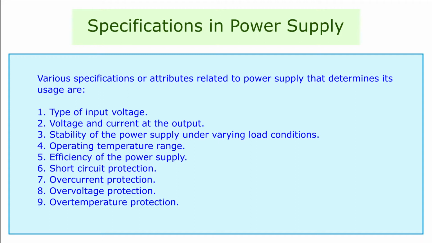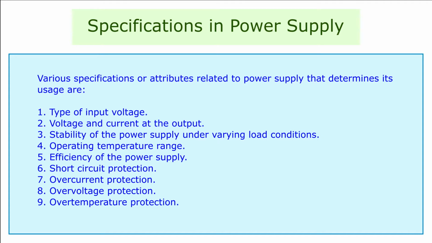Specifications in power supplies. There are certain specifications or attributes related to power supply that determine its usage for various applications. These power supply specifications are: 1. Type of input voltage, 2. Voltage and current at the output, 3. Stability of the power supply under varying load conditions, 4. Operating temperature range, 5. Efficiency of the power supply, 6. Short circuit protection, 7. Overcurrent protection, 8. Over voltage protection, and 9. Over temperature protection.